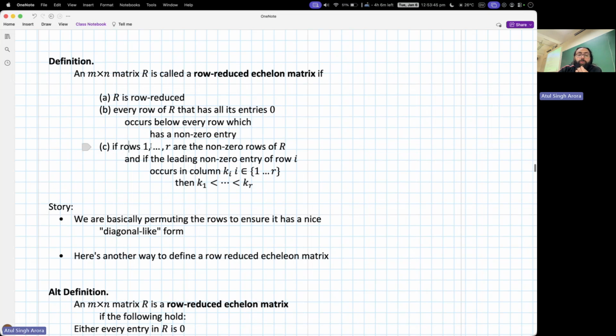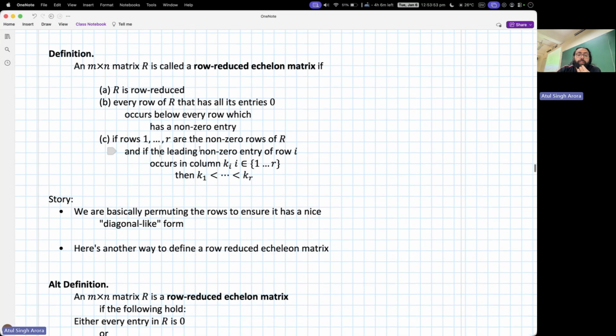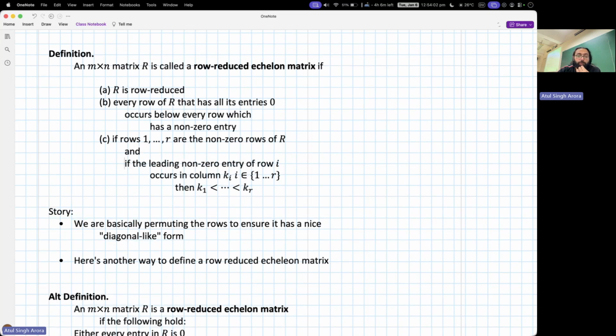Second thing is that if rows 1 to r are the non-zero rows of capital R, so suppose that you're indexing from 1 to r the rows that are non-zero, then the leading non-zero entry of row i occurs in column k_i. Sorry, there was an if. So this is nomenclature at this point. For the ith row, suppose that the first non-zero entry appears at k sub i, the column is k sub i. Then what it is saying is that the columns have to be ordered. So if you're earlier, your column has to appear first, then the second row, then the third row. Basically just the order, making it diagonal. Okay, that's what it's saying.